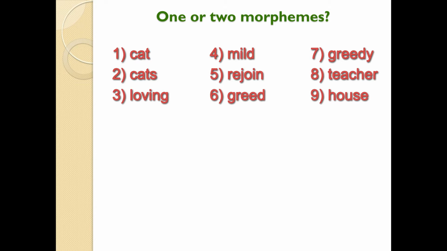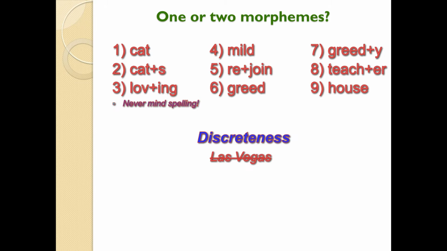This is almost too easy for me to even ask you to do, but please look at these 9 words and decide whether they consist of 1 or 2 morphemes. Cat, just one morpheme, doesn't break down any further. Cats is cat plus the s. Loving was made up by combining the word love with the ending ing. So again, never mind the spelling. I know that love really has an E at the end, but never mind the spelling.